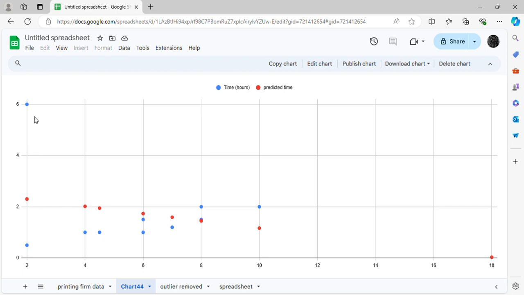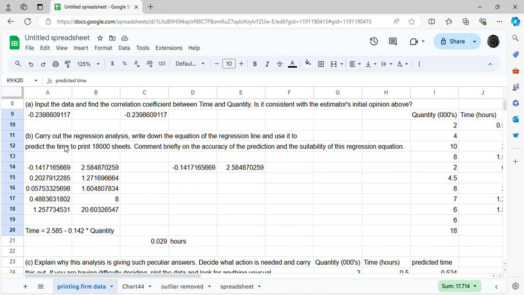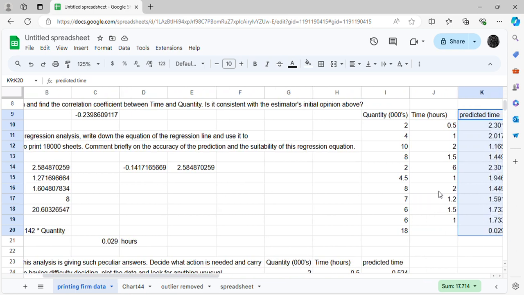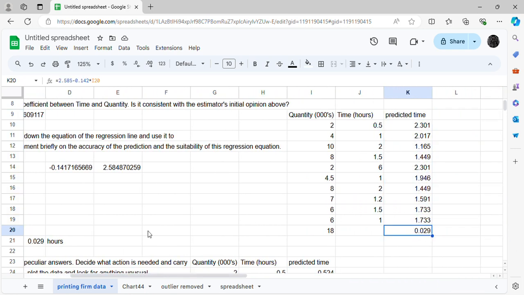Now we can see the outlier is for the quantity of 2000 sheets and the time is 6 hours. So actually there was a positive relationship, but due to this outlier, the intercept is more attracted to this outlier. Okay, so now predict the time to print 18,000 sheets. So we have done that, and it is about 0.029 hours.